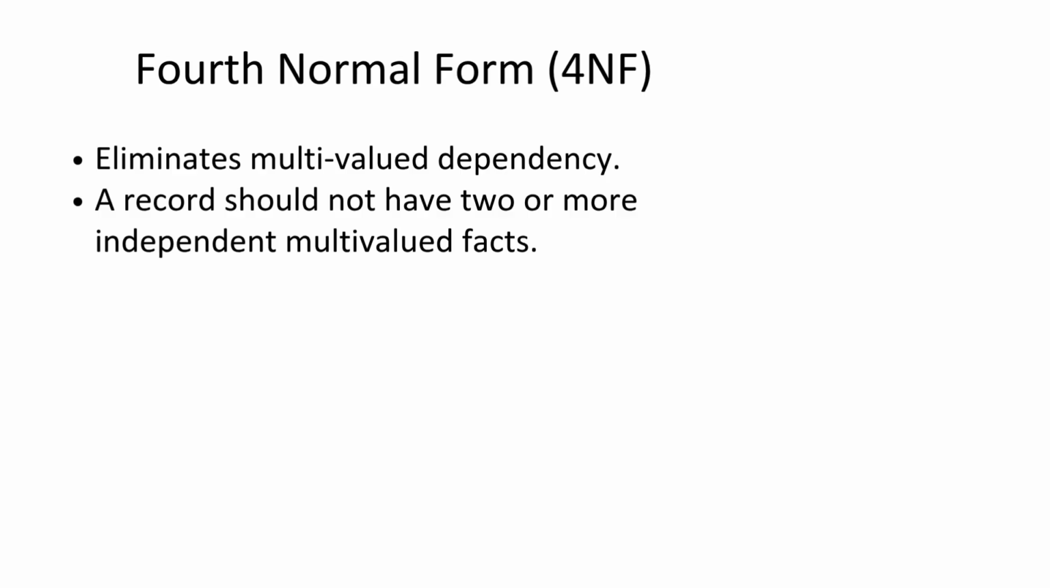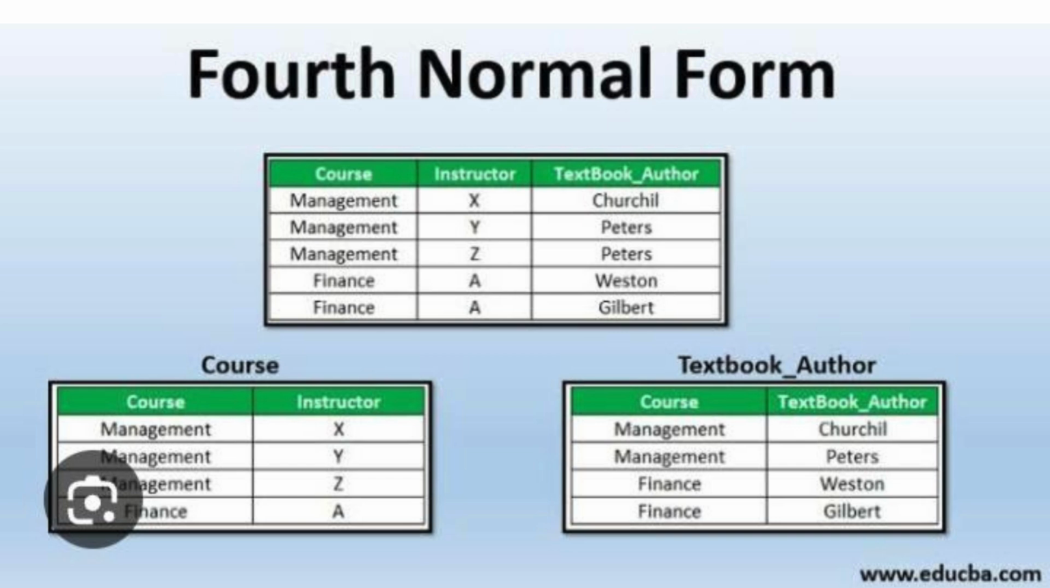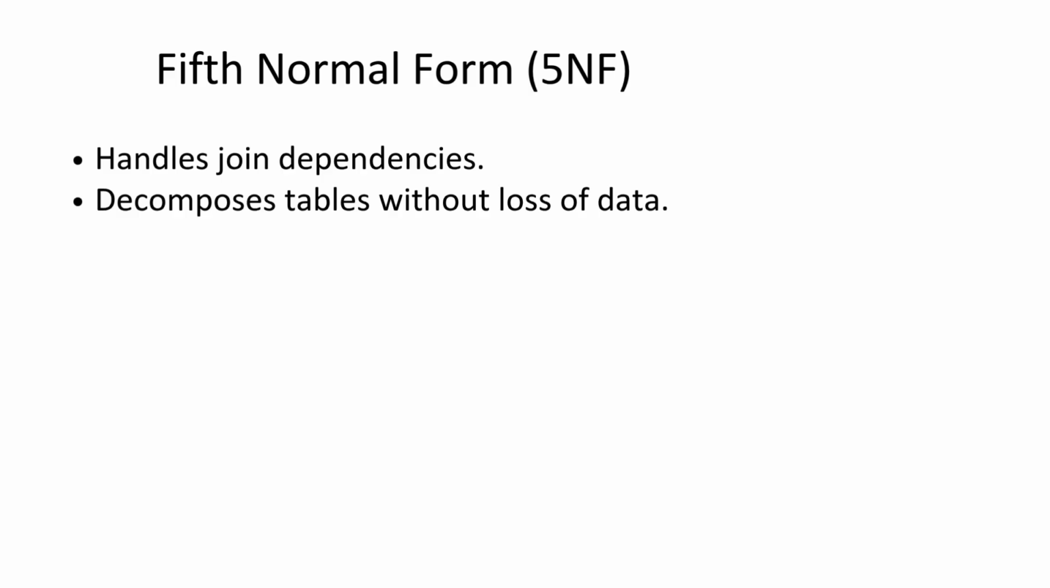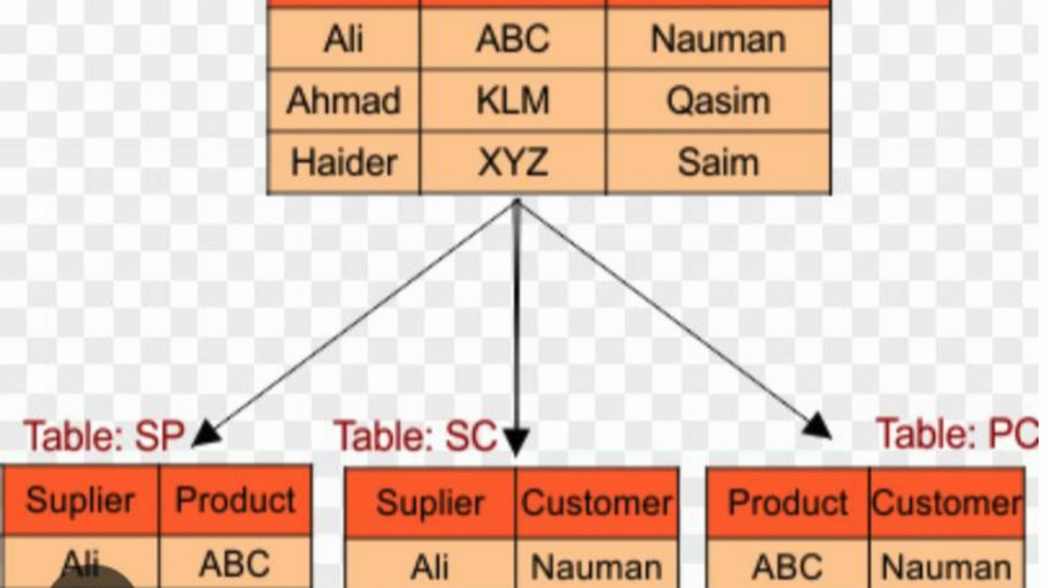Fourth normal form. Fourth normal form addresses multi-valued dependencies. A record should not contain two or more independent multi-valued facts. For example, if an employee can have multiple projects and skills, we should separate those into distinct related tables. Fifth normal form deals with join dependencies and ensures that a table cannot be split further without losing information. It is useful in complex databases where maintaining logical consistency after multiple joins is critical.